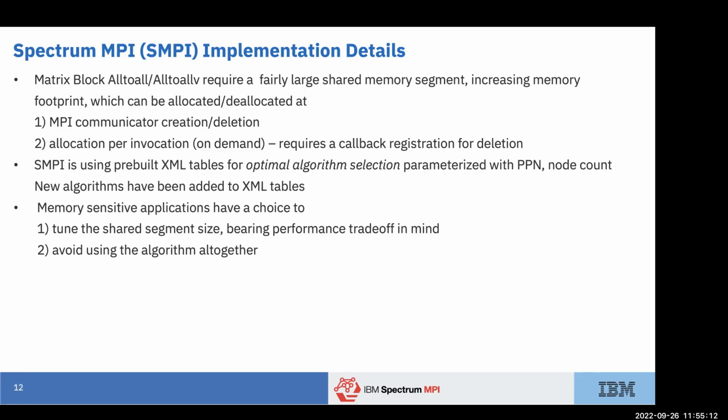So memory-sensitive applications have a choice to tune the shared memory segment size, bearing the performance trade-off in mind. The smaller shared segments would have some performance impact. It's not that dramatic, but it could be noticed. Or they can avoid this algorithm altogether if they're very sensitive to memory consumption.